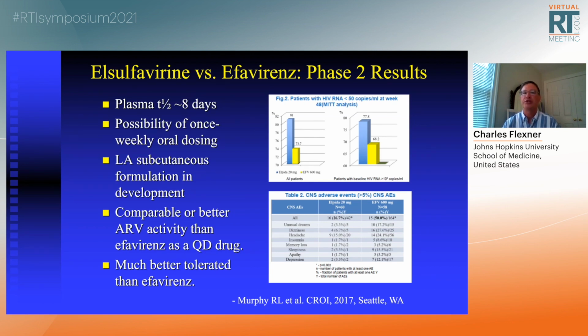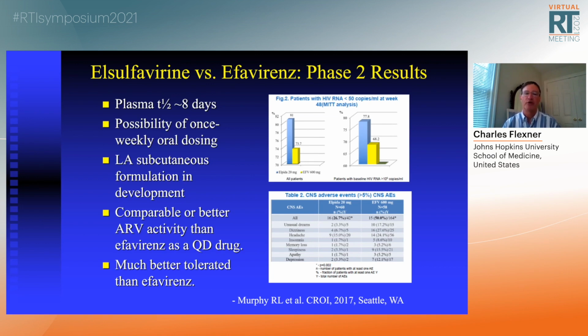More patients in the lersivirine arm achieved a viral load of less than 50 copies at week 48 than in the efavirenz arm. However, the figure is somewhat misleading because the percent of viral suppression axis begins at 60 or 70% rather than 0%, and tops out at 80 or 82%, exaggerating the difference between those two arms. So I think it's fair to say the activity is comparable to or better than efavirenz when given once a day.